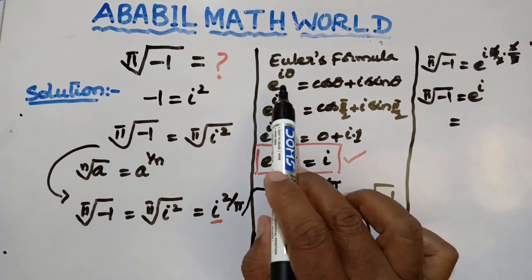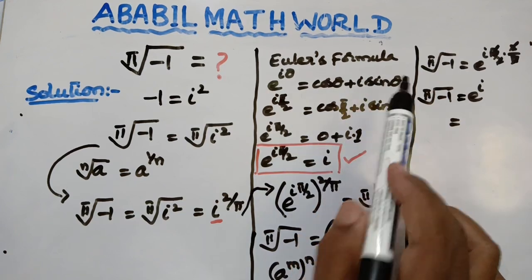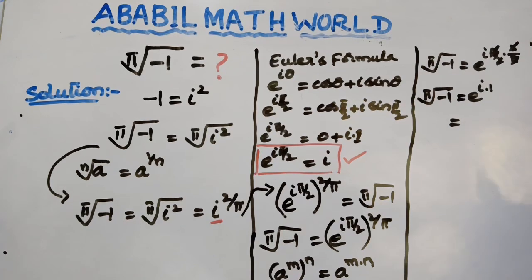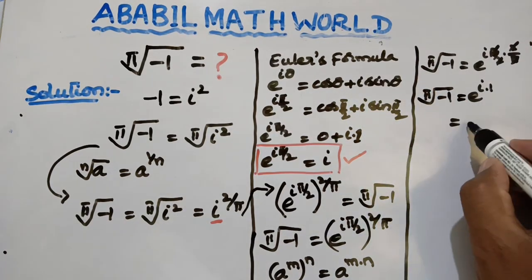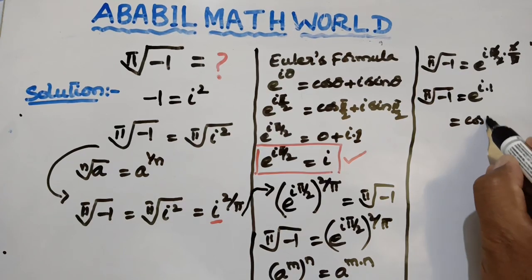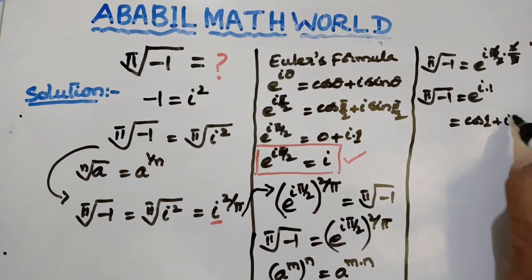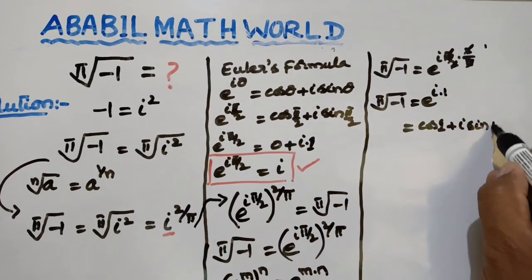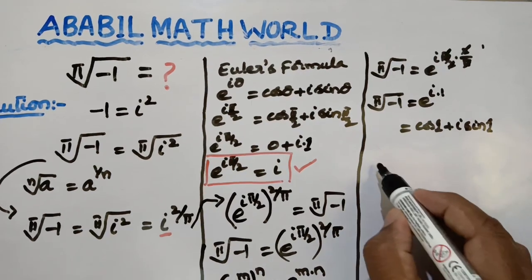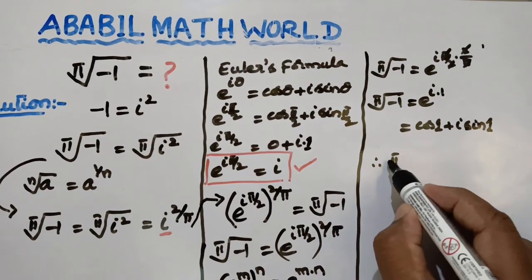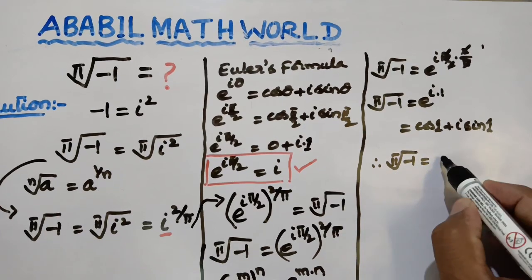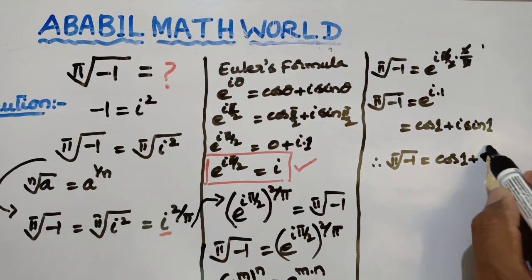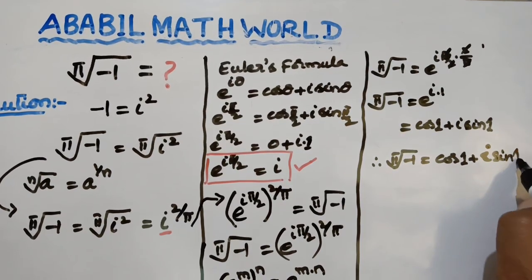And according to this formula, e to the power of i theta is equal to cos theta plus i sin theta. This i can be written as i into 1 actually. So according to this Euler's formula, this becomes cos 1 plus i sin 1. So therefore the final answer is the pi-th root of minus 1 is equal to cos 1 plus i sin 1.